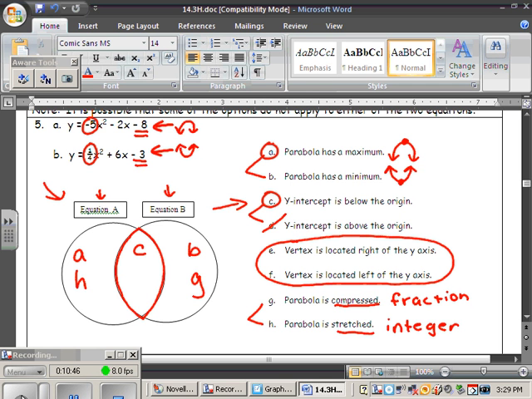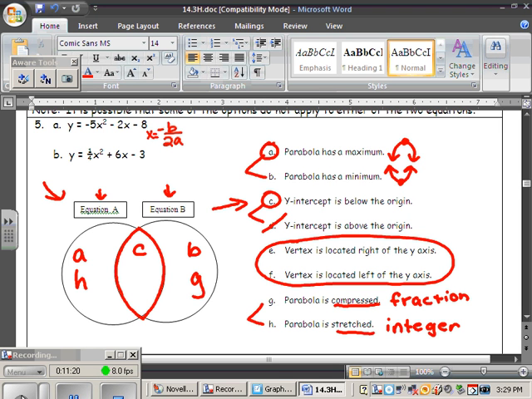It says vertex is located right of the y-axis versus vertex is located left of the y-axis. Well, we don't know the vertex of these equations. So let me erase this information up here right now. Remember, to find the vertex, you need -b over 2a. We really only have to worry about the x value of the vertex, because think about it, if the x value is a negative number and you were to graph it, it's going to end up being to the left of the y-axis. But if the x value of the vertex is positive, and you graph it, it will end up being to the right of the y-axis.